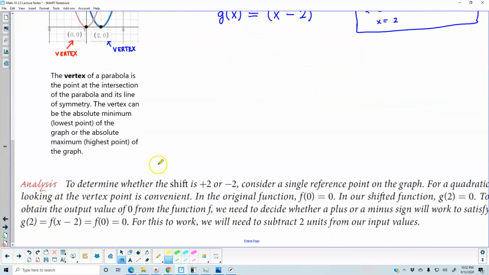So the analysis here, to determine whether the shift is plus 2 or minus 2, is to consider a single reference point on the graph. For a quadratic, looking at the vertex point is convenient. In the original function, f of 0 equals 0. Now in our shifted function, g of 2 is equal to 0. So to obtain the output value of 0 from the function f, we need to decide whether a plus or a minus sign will work to satisfy g of 2, which is equal to f of x minus 2, which was equal to f of 0, which is equal to 0. So for this to work, we will need to subtract 2 units from our input values.